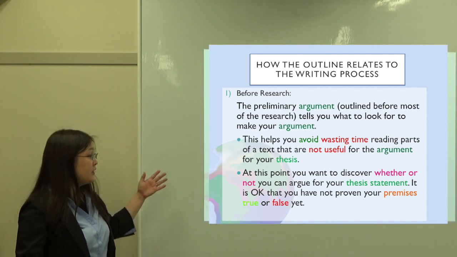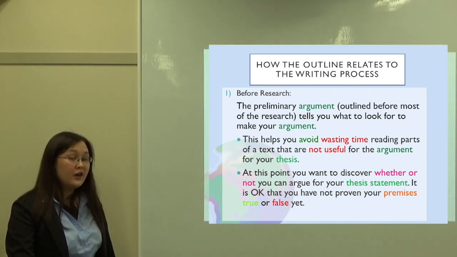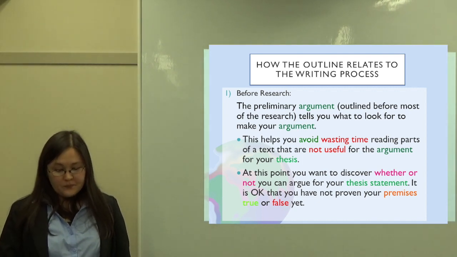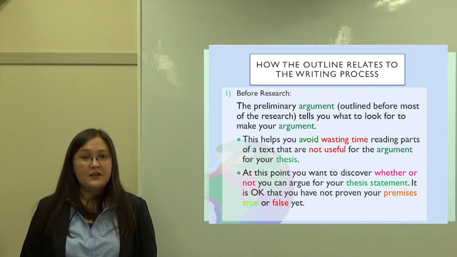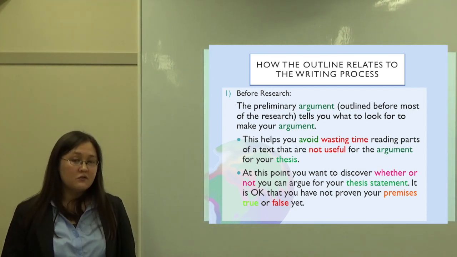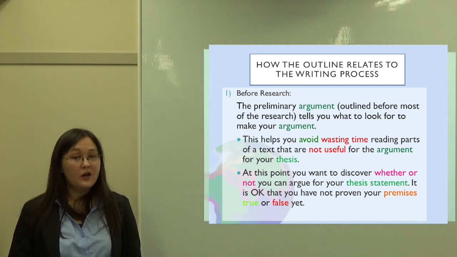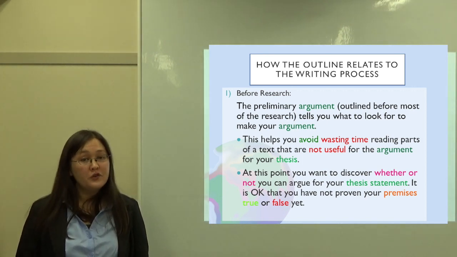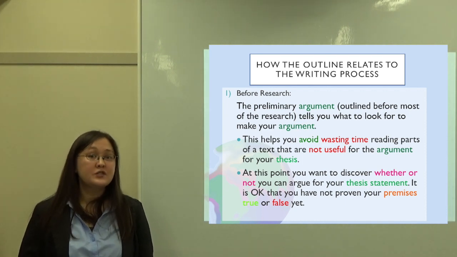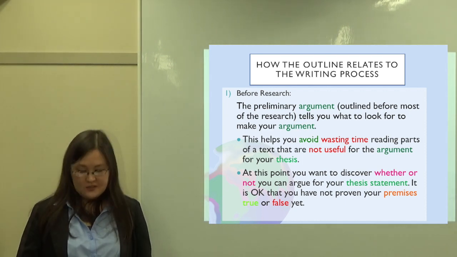At this point, you want to discover whether or not you can make your arguments. It's okay if you don't know yet if some of it is correct or not correct. You'll find out when you do the research, but the outline will help you to make sure you're only researching the important questions that you need to be able to answer.